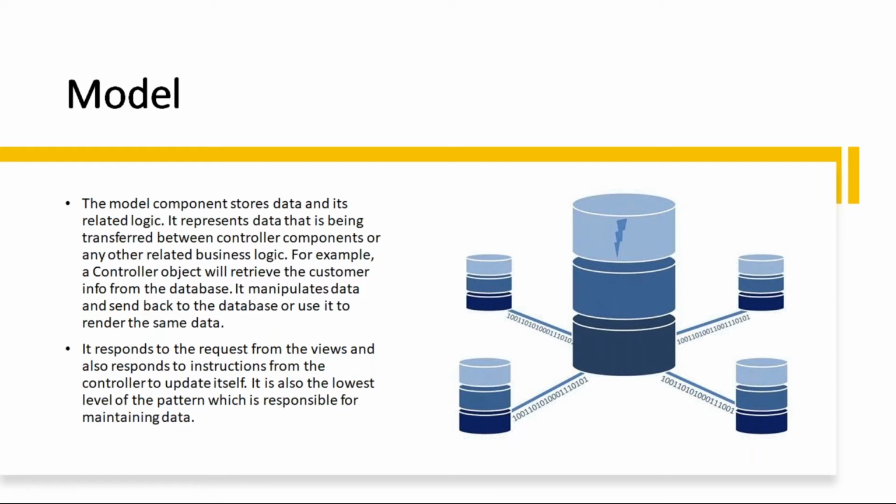It represents data that is being transferred between the controller component or any other related business logic. For example, a controller object will retrieve the customer info from the database. It manipulates the data and sends it back to the database or uses it to render the same data. For instance, a user makes a request to update his record via the view. That request will be carried via a controller down to the model.